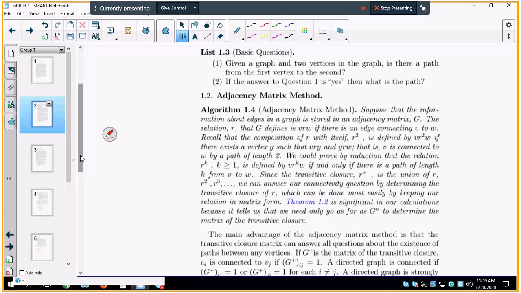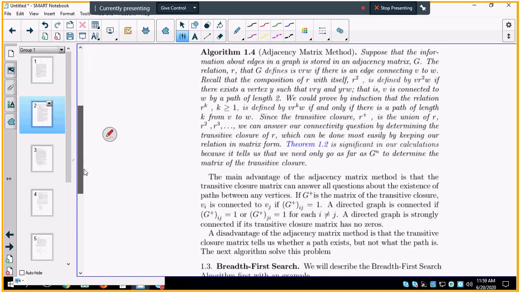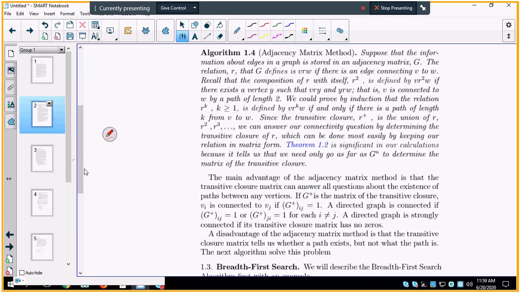So we're hoping to build some tools that will help us to answer these questions. So the first thing, we know an adjacency matrix. In an adjacency matrix, if two vertices have an edge connecting them, then there'll be a 1 in the corresponding entry of the matrix, otherwise a 0. So suppose that the information about edges in some graph, capital G, is stored in an adjacency matrix.